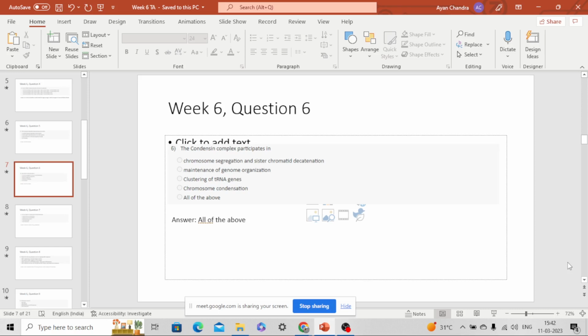So this question is: the role of condensin complex participates in. They have given us many options. The first option is segregation and sister chromatid decatenation. What is segregation? As you already know, in anaphase the two sister chromatids will be pulled by the microtubules to the opposite poles of the cell. That is segregation. The second is sister chromatid decatenation.